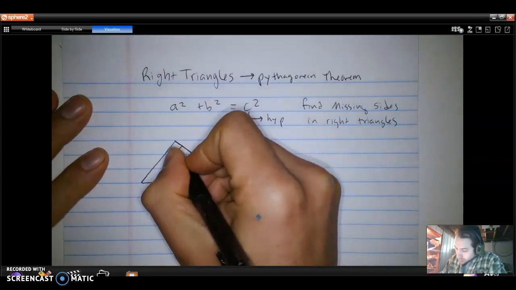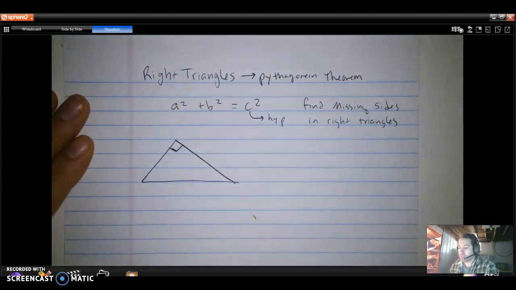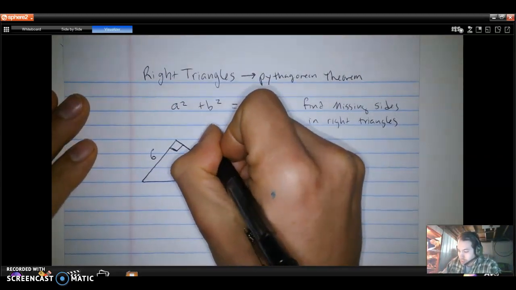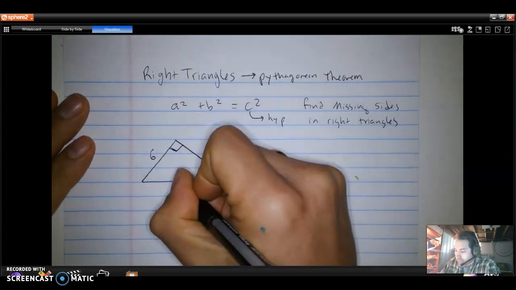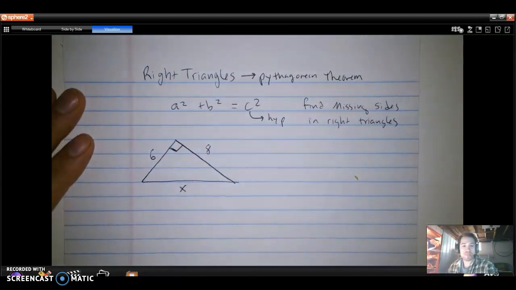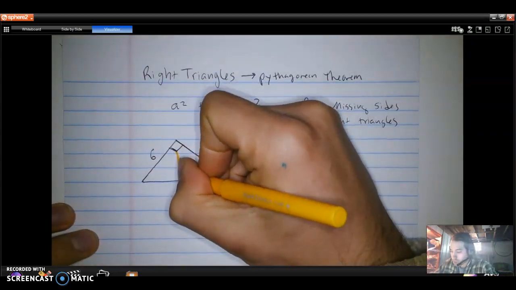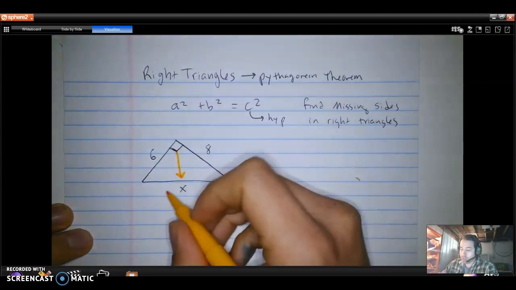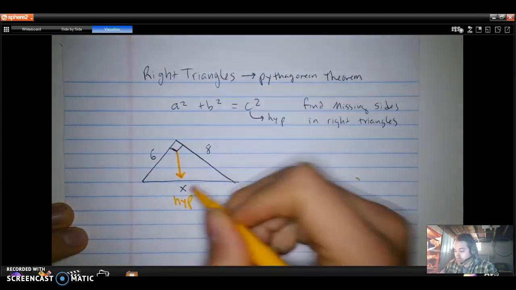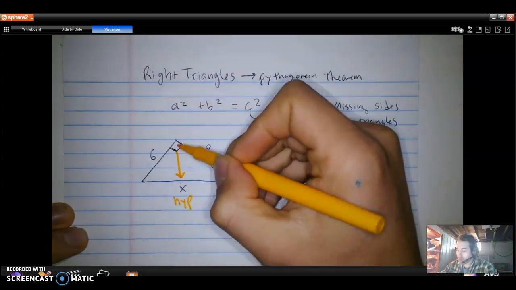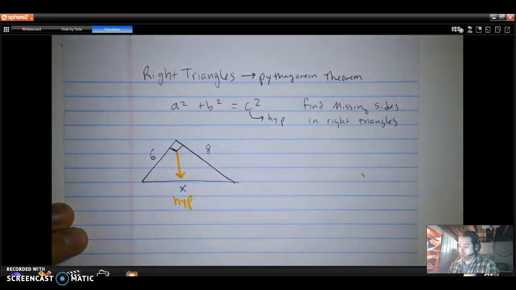Notice here we have a right triangle. We have one leg being 6, we have one leg being 8, and this side we do not know. If you want to set up the Pythagorean theorem, which is how we find these missing sides, the first thing you want to label is the hypotenuse. Remember, the hypotenuse is always across from the right angle. This is going to be very important when we look at our new topics.